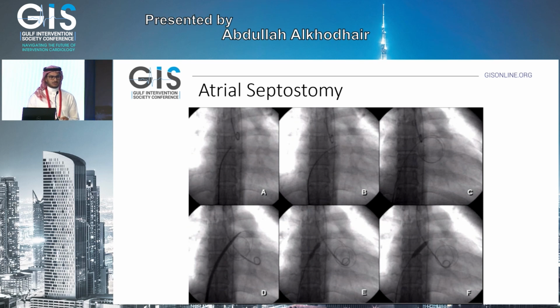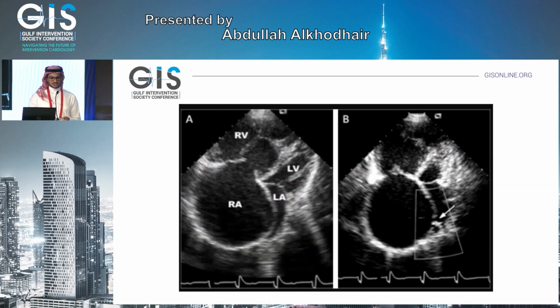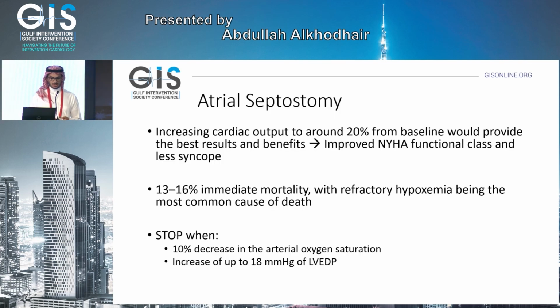And basically what you want to look at is an elevation of not more than 20 in the EDP and a drop of not more than 10 points in the oxygen saturation. It has to be done under TE because sometimes the RA is so huge and there is a risk of perforating when you do the transseptal puncture.